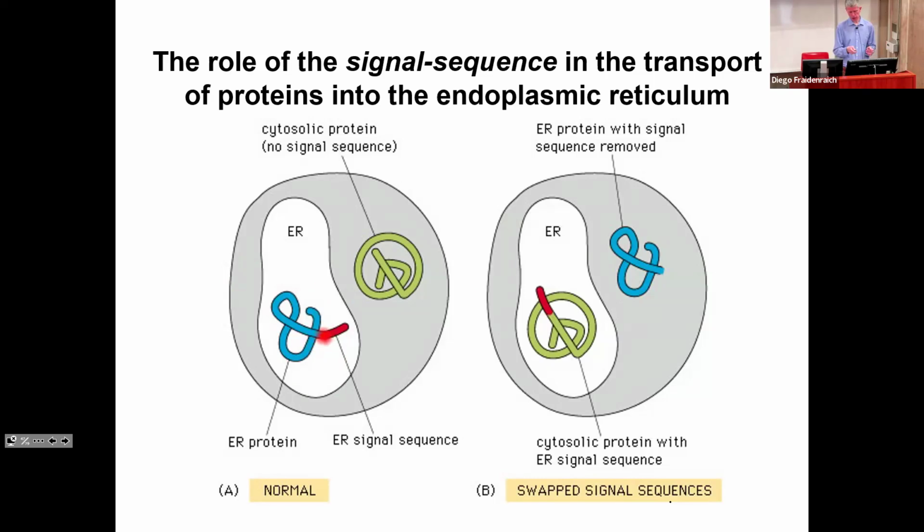And when you do so and express this protein without the signal sequence, you suddenly find this protein now in the cytosol. So this means that the signal sequence itself is the only feature that causes the protein to go into the endoplasmic reticulum. There's not any other feature, like a 3D structure or something. It's the signal sequence that's important for the import.